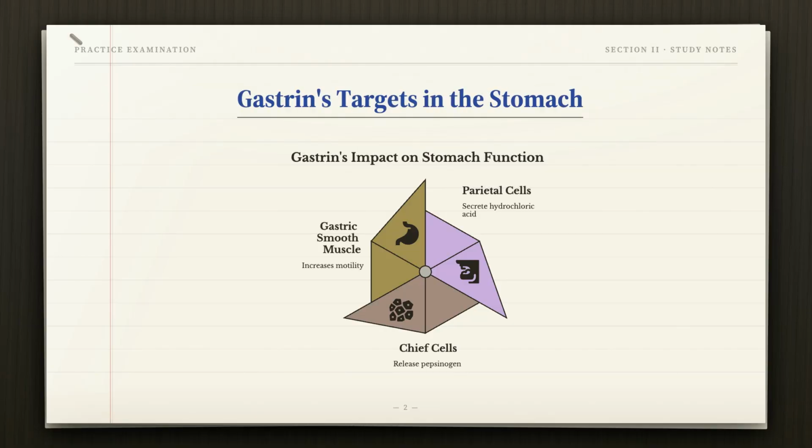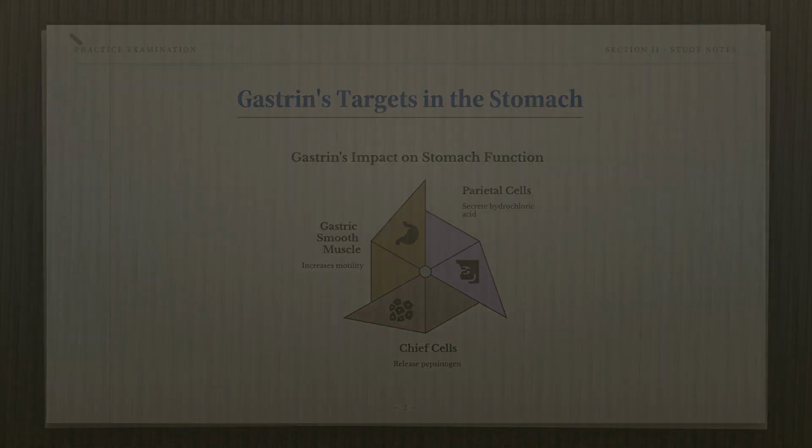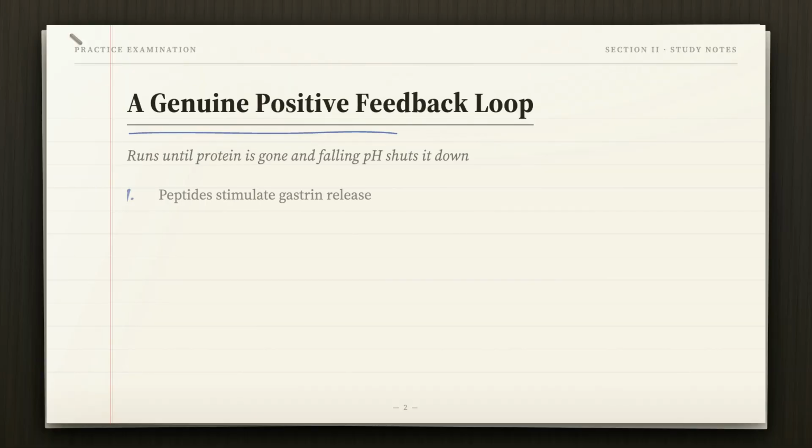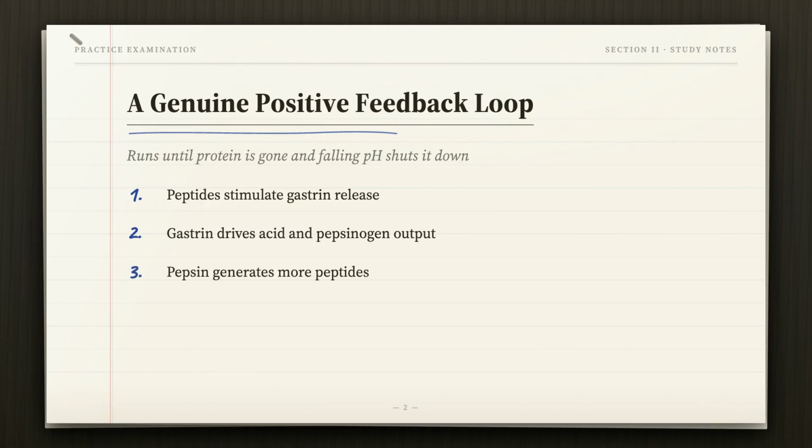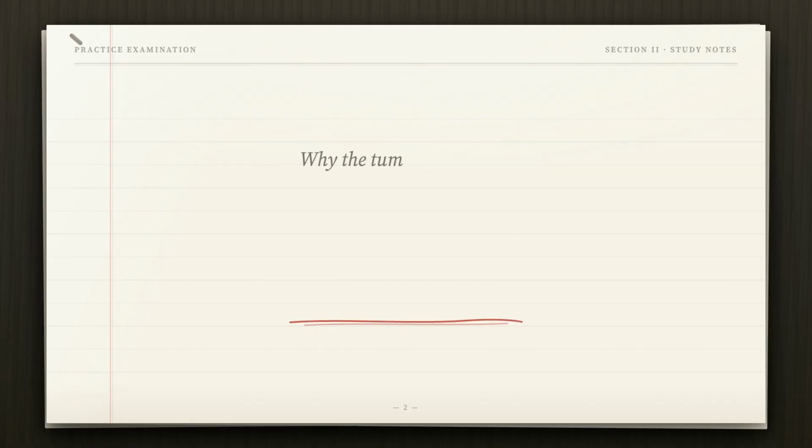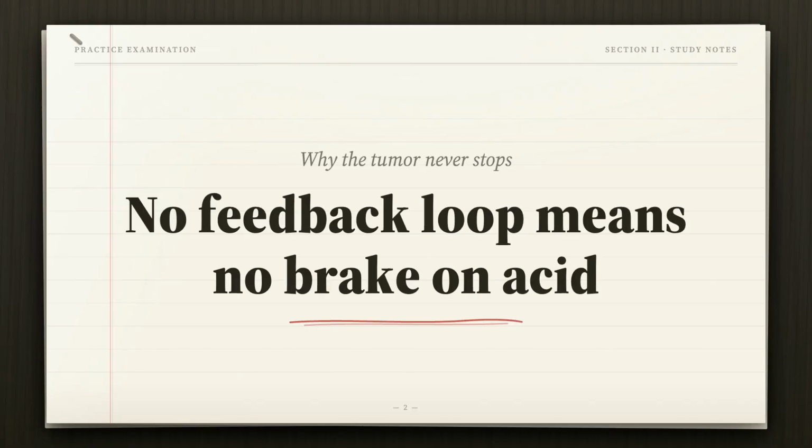Gastrin acts directly on parietal cells to secrete hydrochloric acid, on chief cells to release pepsinogen, and on gastric muscle to increase motility, turning the whole stomach on as one coordinated unit. Peptides stimulate gastrin, gastrin drives acid and pepsinogen, pepsin makes more peptides, and those peptides call for more gastrin, an unusual positive feedback loop that only ends when falling pH suppresses the G cells. A gastrin-secreting tumor sits outside this feedback loop entirely, so falling pH never shuts it off, and acid keeps flowing until ulcers appear far beyond the stomach itself.